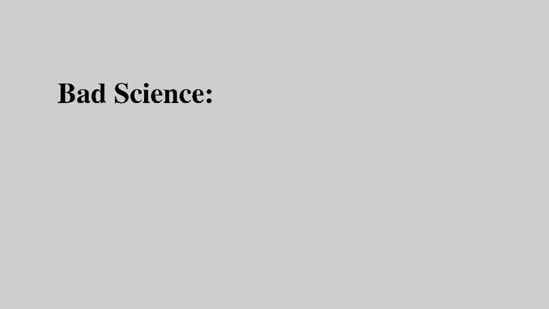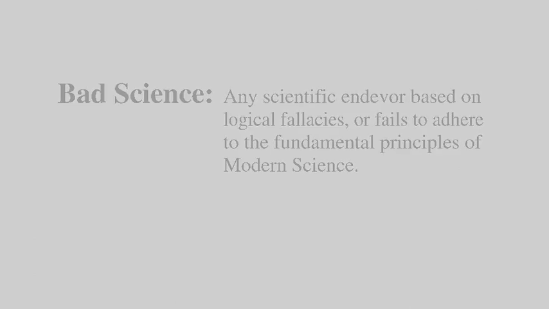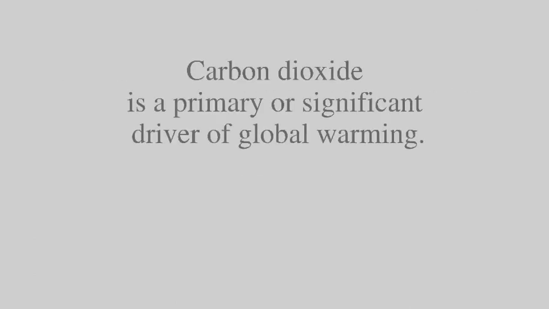Parts 1 and 2 of this series presented the logical structure on which all of modern science is built, and a series of common logical fallacies which, if present, result in bad science. Therefore, bad science may be defined as any scientific endeavor which fails to adhere to the fundamental, logical structure of science, or which bases its conclusions on logical fallacies. The first example of present-day modern science that we will analyze is the theory that carbon dioxide is a primary or significant driver of global warming.